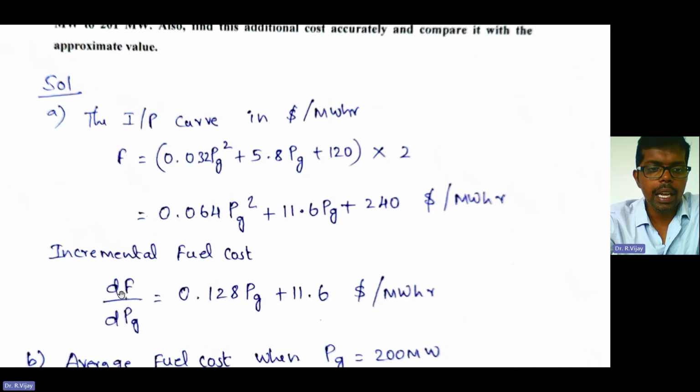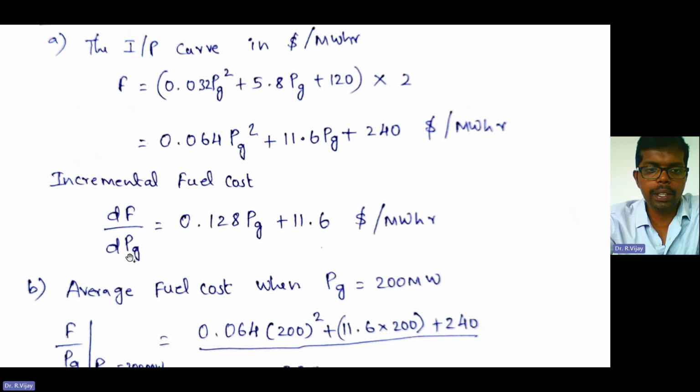So here dF divided by dPG is equal to the derivative of this equation with respect to PG, that is 0.064 PG square plus 11.6 PG plus 240. While differentiating, you'll get the answer as 0.128 PG plus $11.6 per megawatt hour. This is the incremental fuel cost.